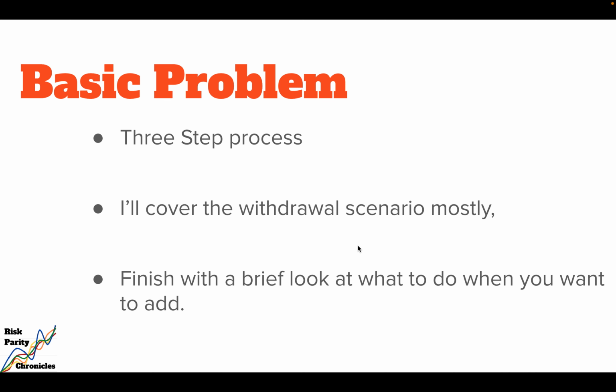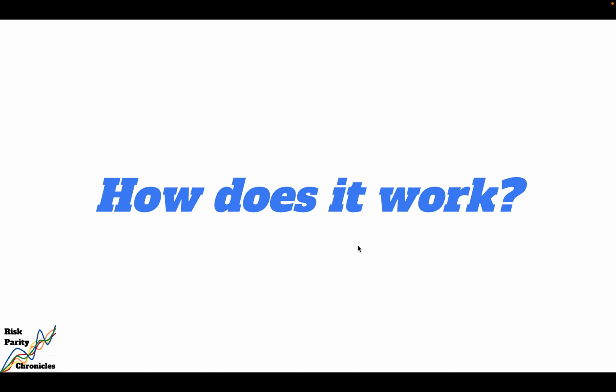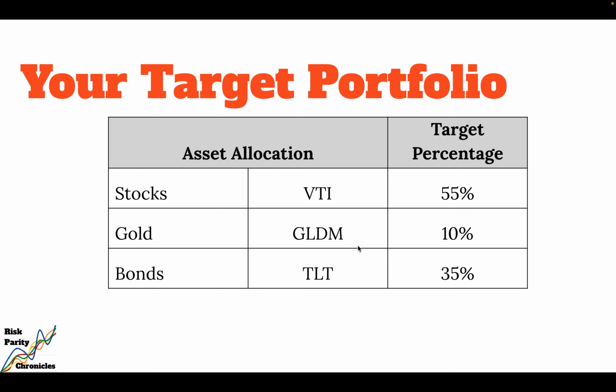So what you're going to do is a three-step process known as an asset swap. As I said, I'll be covering the withdrawal scenario, and I'll finish with a brief look at what to do when you want to add. Now, how does it work? We'll start here with your basic asset allocation, sort of risk parity style, with only 3 asset classes. If you have 20, it works the same way. You just have to identify which ones you're interested in moving around.